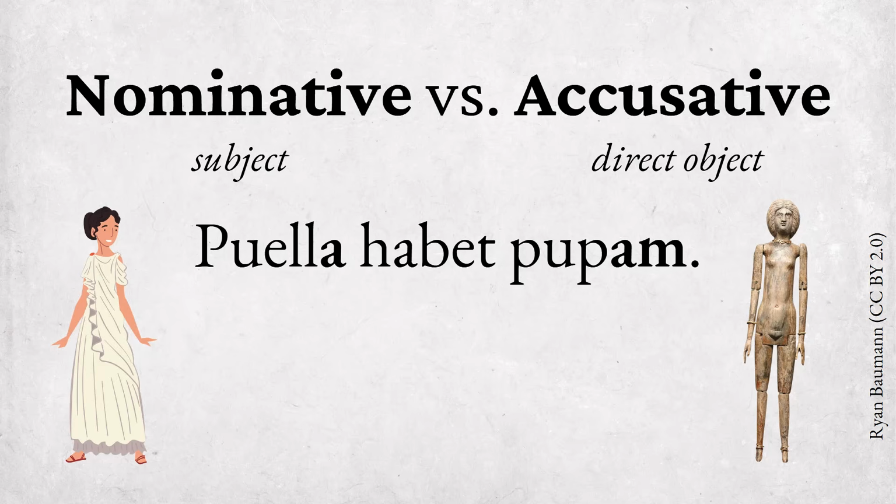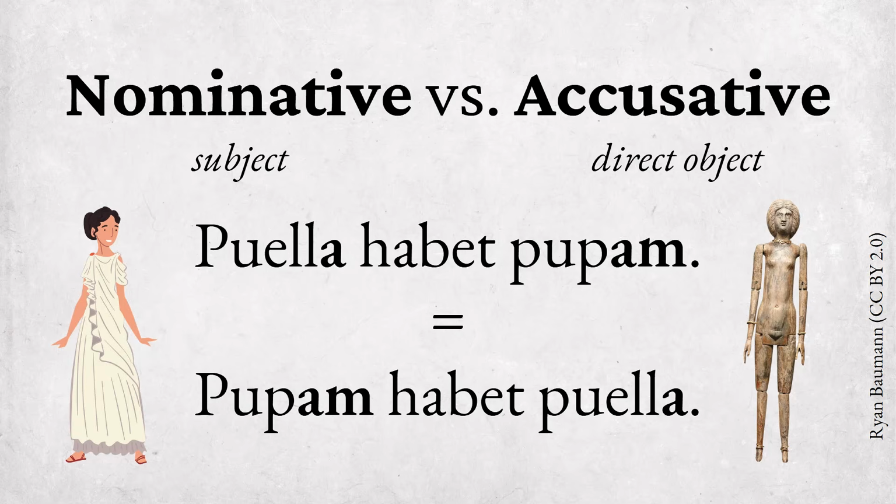And in Latin we have 6 cases, but we are going to focus on these two, nominative and accusative. Nominative for the subject, accusative for the direct object. So for example here we see Puella habet pupam, the girl has a doll. And notice that in Latin we could also say pupam habet puella, and the sentence means exactly the same, because it is not the word order, but the ending of the word that says what is the subject, what is the direct object. So here we see a is the subject, am is the object. So that's it. That's the grammar, that's the theory for today.